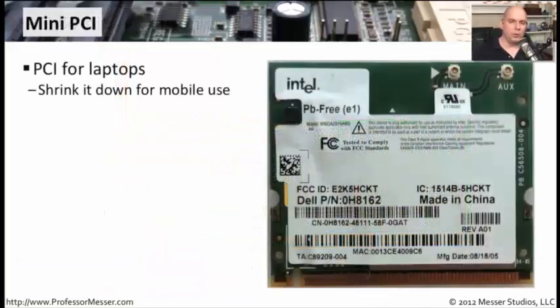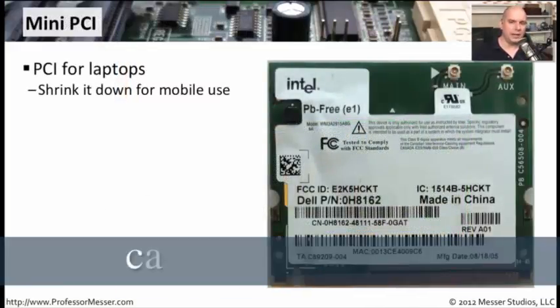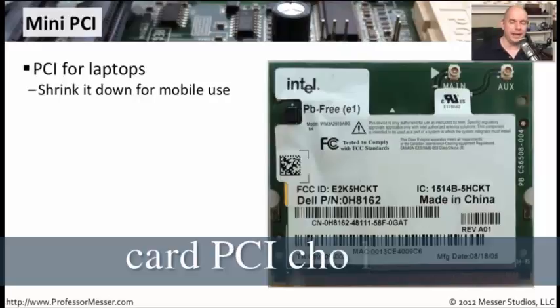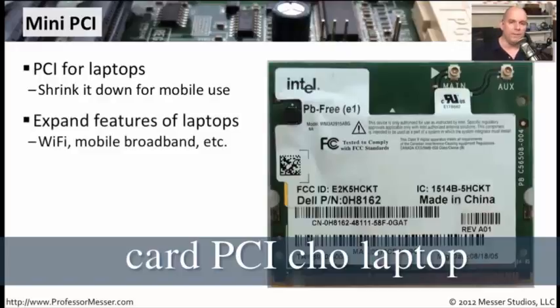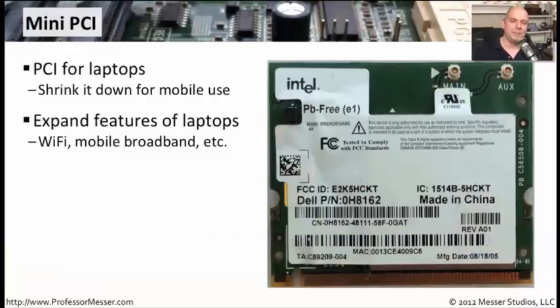As we became more mobile, we needed a way to take the same functionality as PCI and shrink it down for our mobile devices. So a new standard was created called Mini PCI. This had the same type of signaling, the same type of capabilities as PCI, but it put it into a very, very small form factor that worked perfectly for laptops. So we could add a Wi-Fi card or a mobile broadband card and put it right into the laptop itself, using the same standard as something that we were very comfortable with, the PCI format.